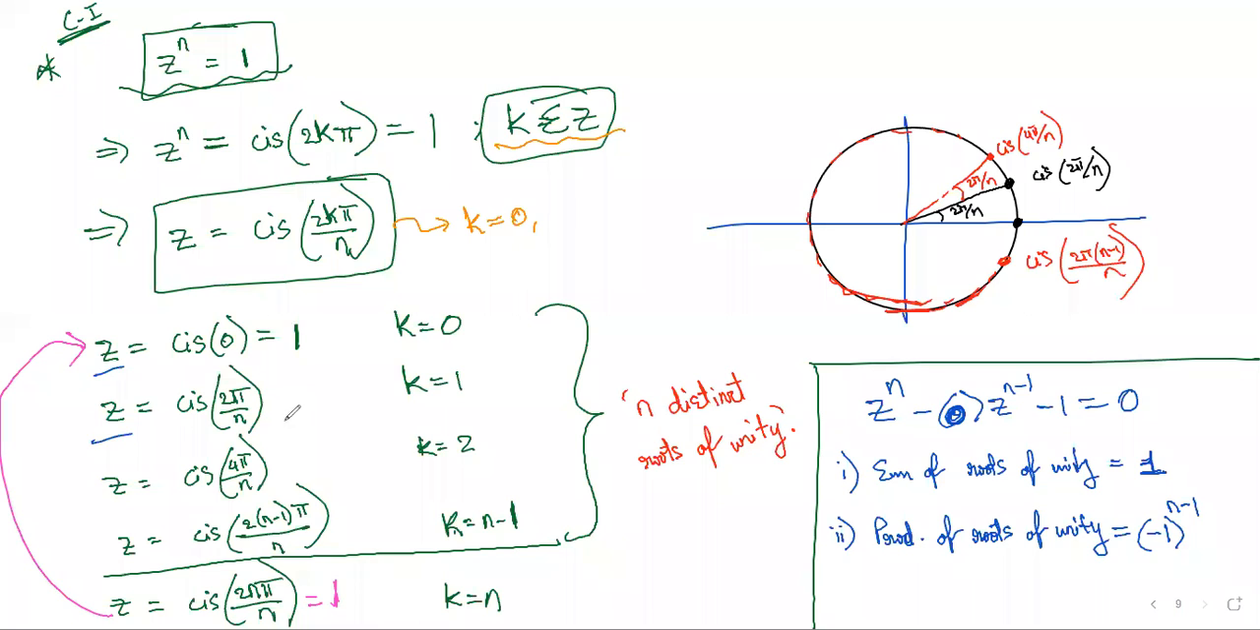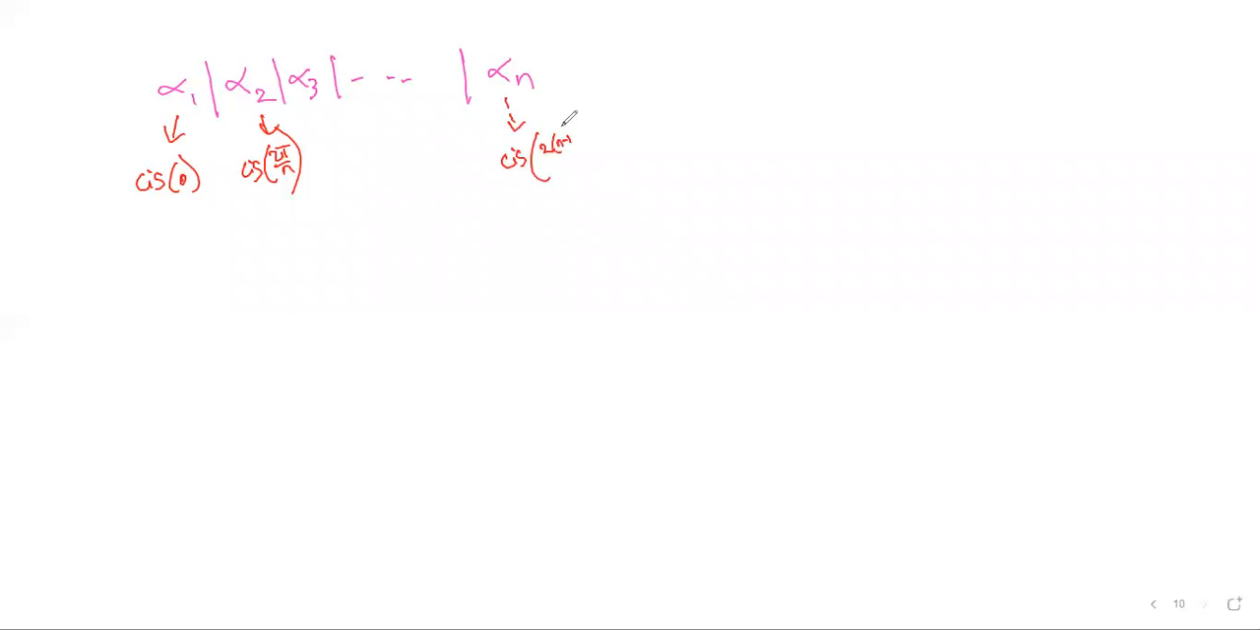For example, let us multiply all the roots. I'm calling the roots alpha 1, alpha 2, alpha 3, so until alpha n. Let us say these are the n roots of unity. So what is alpha 1? First root is cis 0. Second root is cis 2 pi by n. The final root is cis of 2 into n minus 1 times pi by n.